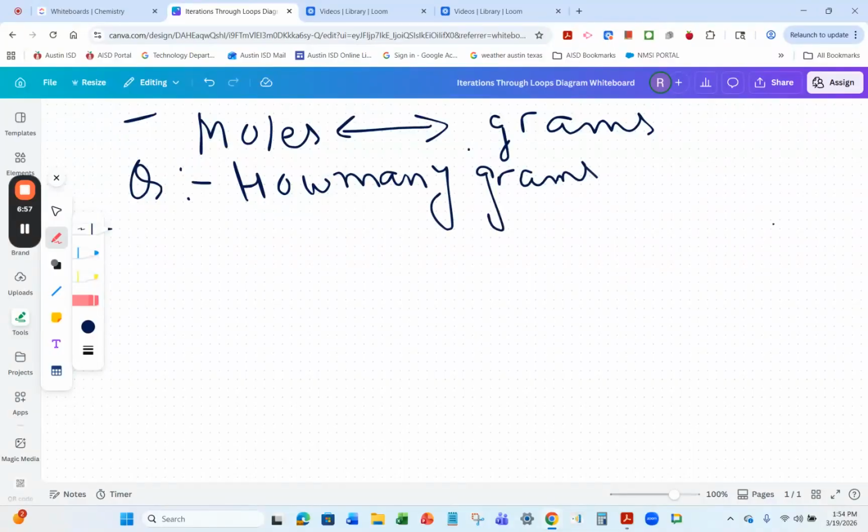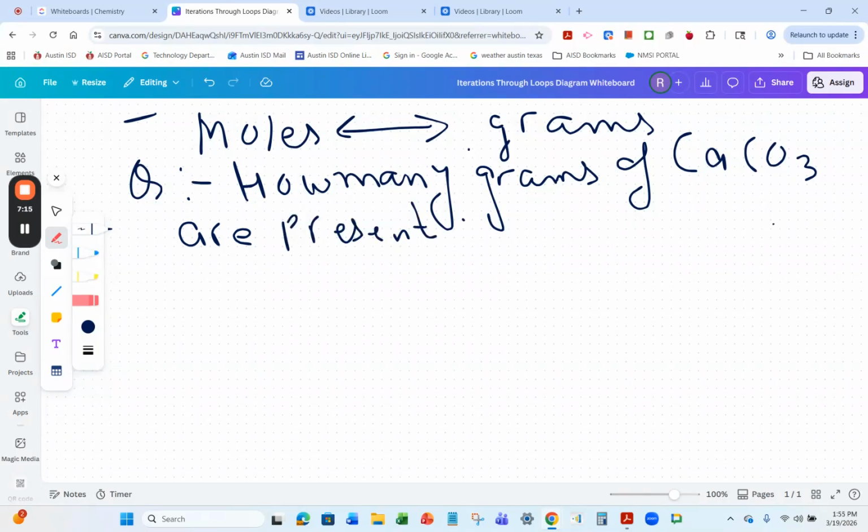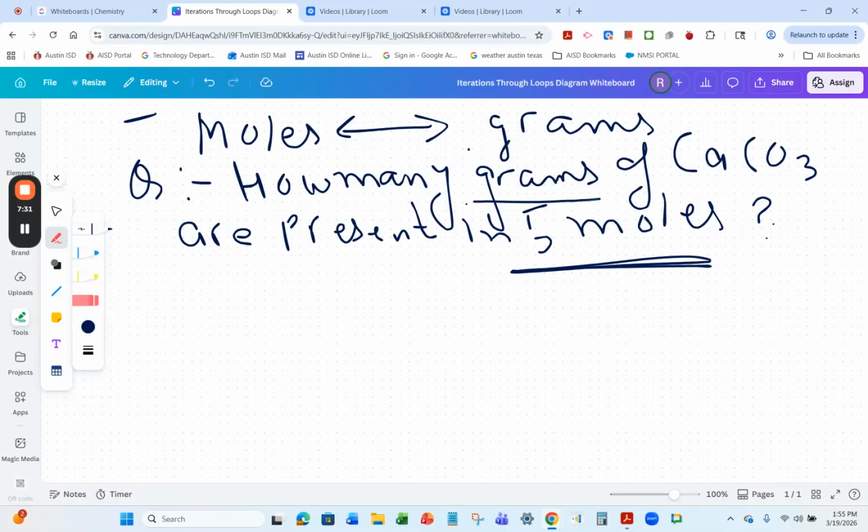How many grams of calcium carbonate are present in, let's say, 5 moles. So this time what is given to you? 5 moles are given to you. What do you want to find? You want to find the grams.